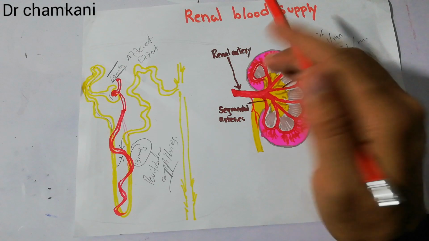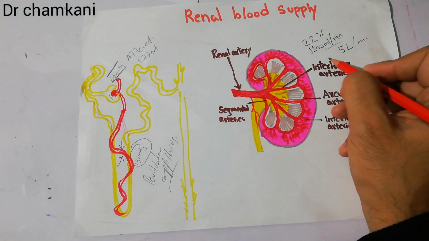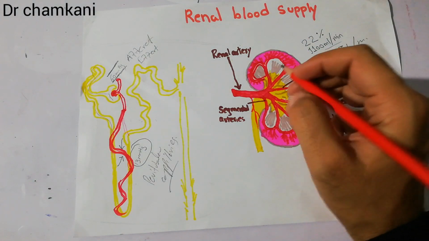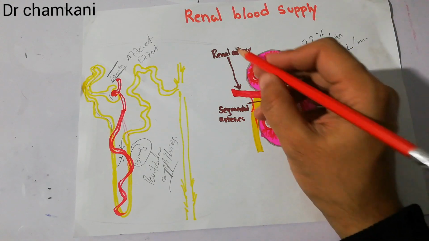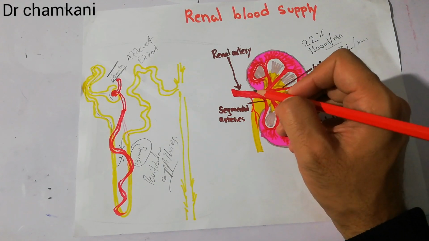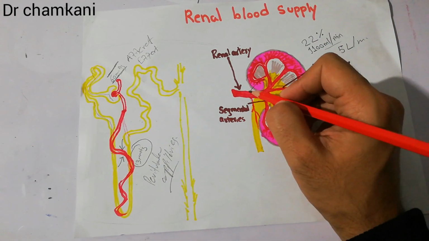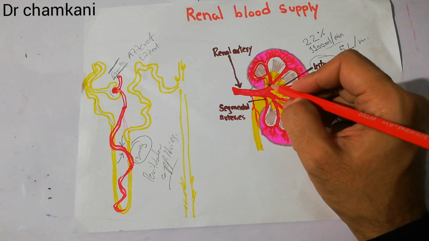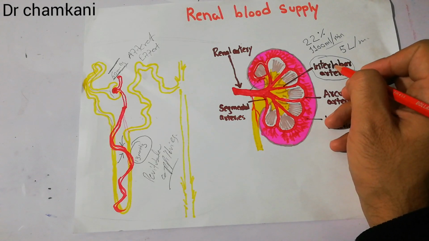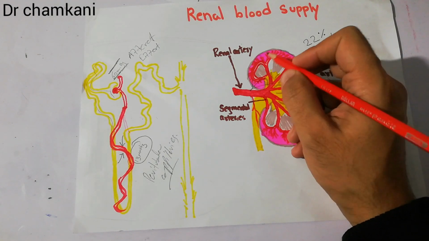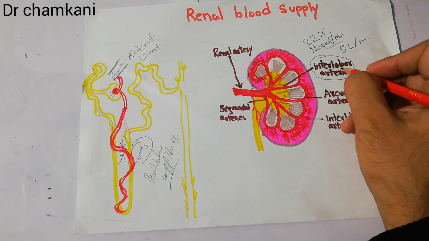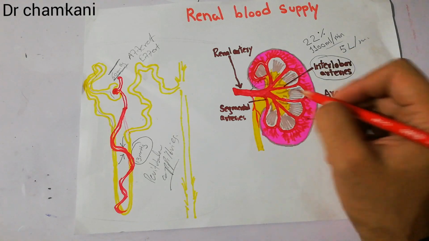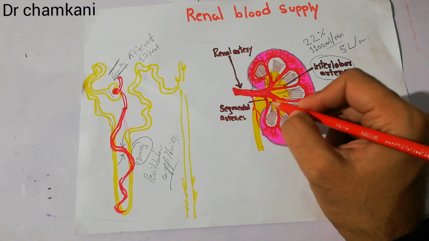But the important thing is that the renal artery and these interlobar arteries have different parts. The renal artery has different branches like the superior branch, inferior branch, and anterior branch. So different interlobar arteries arise from different branches. Some of the interlobar arteries arise from the superior branch, which supplies the superior lobes. Some arise from the posterior branch or the inferior branch, which supplies the inferior lobes.